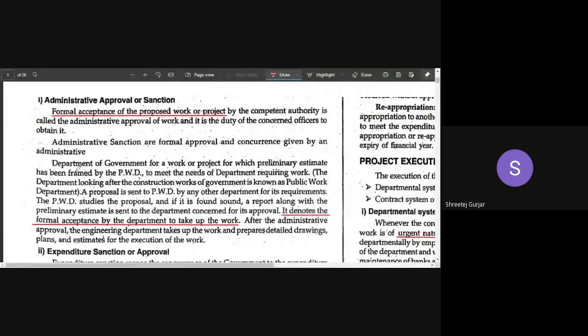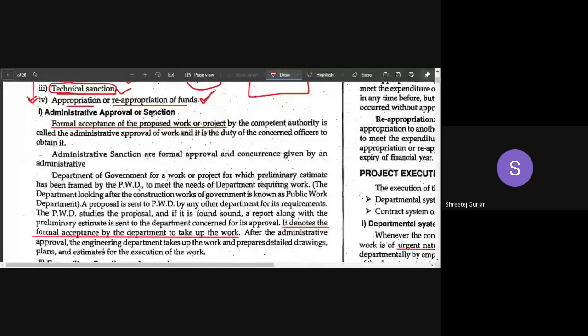Now understanding administrative approval in detail. Now we will learn this particular thing in detail, administrative approval or sanction. As I've told you, it is nothing but a formal acceptance of the proposed work or project, right? So it is like getting permission from the higher authority.